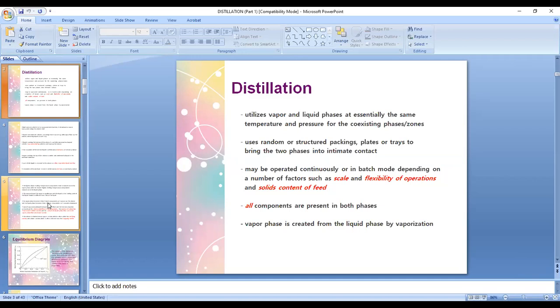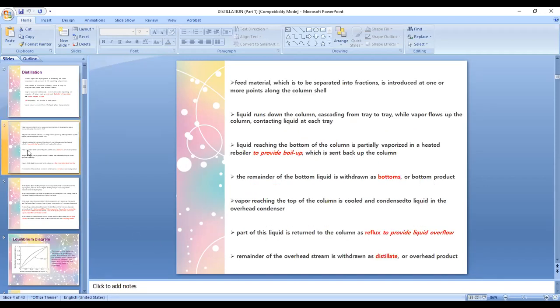Now, it may be operated continuously or in batch mode depending on a number of factors such as scale, flexibility of operation, and solid contents of the feed. Now all components are present in both phases, the liquid and the vapor phases, primarily because our vapor phase actually came from the liquid that was collected at the bottom of the tower and then boiled up against the feed that flows downward in our still. So vapor phase is created from the liquid phase by vaporization.